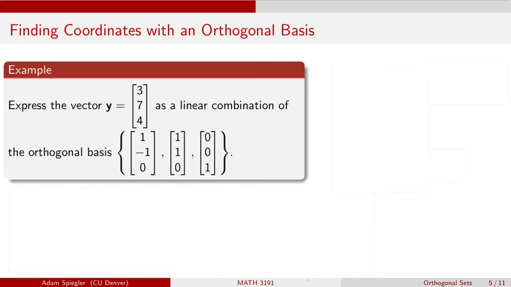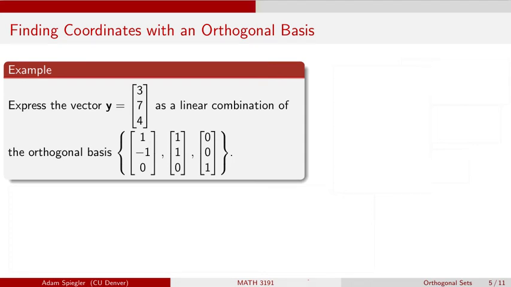Okay, so let's see how we can apply that previous theorem to a concrete example. So let's consider an orthogonal basis for all of R3, which is given by this set below. So we're going to say that our basis consists of 3 column vectors from R3. The first one is 1, minus 1, 0. The second one is 1, 1, 0. And the third one is 0, 0, 1. And we've already shown that this is an orthogonal set, and therefore these vectors are linearly independent. So therefore these 3 linearly independent vectors do indeed form a basis for the 3-dimensional vector space R3.